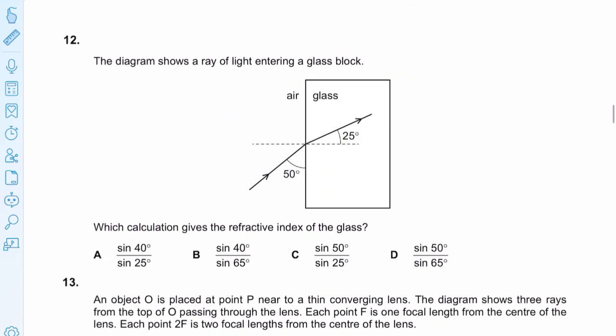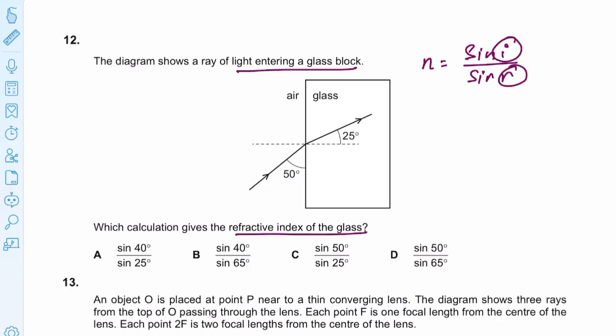Question number 12. The diagram shows a ray of light entering the glass block. You can see here. Which calculation gives the refractive index of the glass? The formula for refractive index is n equals sine i over sine r. What is i? i is the angle of incidence. What is r? r is the angle of refraction, right?